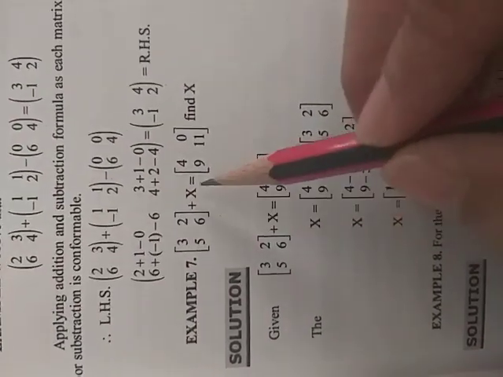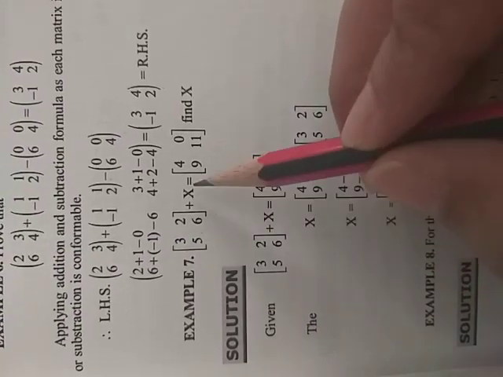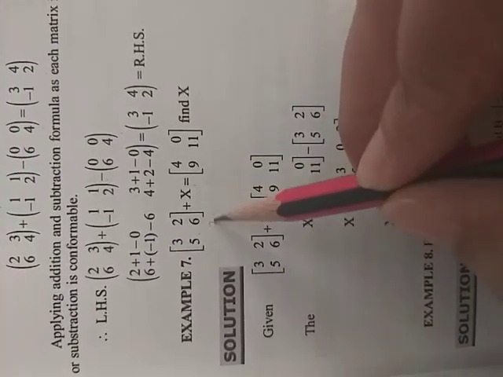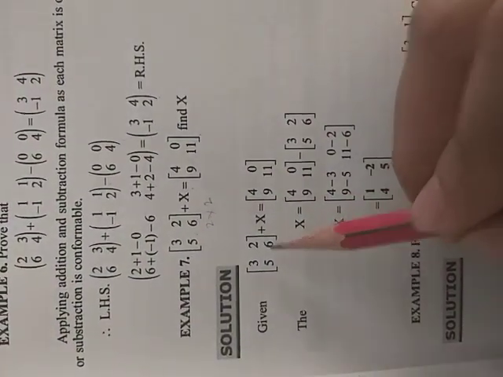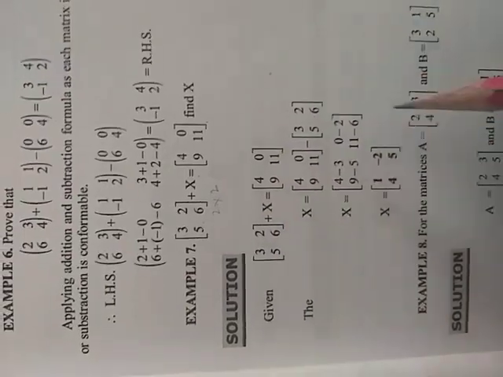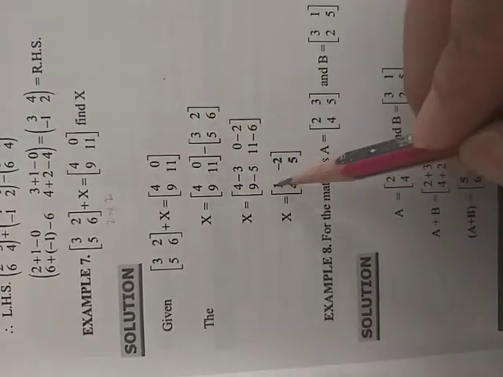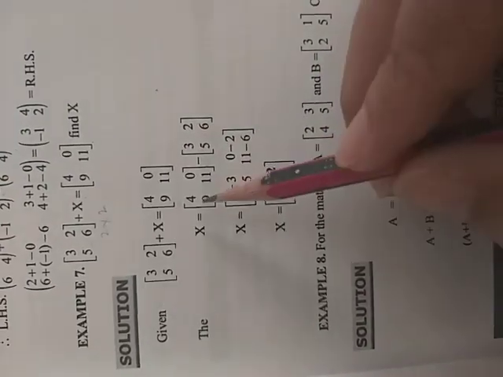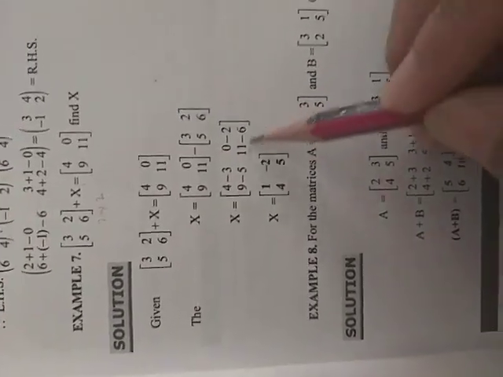Now in 7th example they have asked you to find capital X. This is one matrix. Now you clearly know that capital X should be of the same order 2 by 2. Only then you will get answer as 2 by 2 order matrix. So what they have done, they have simply taken the matrix on the other side. When you take it to the other side, a minus comes in between. Now subtracting the corresponding elements, 4 minus 3 is 1, 0 minus 2 is minus 2, 9 minus 5 is 4, 11 minus 6 is 5, and this is the value of capital X.